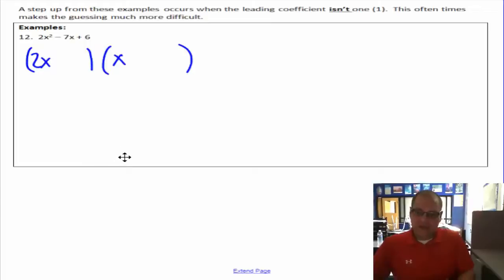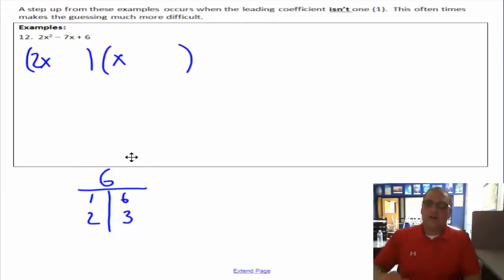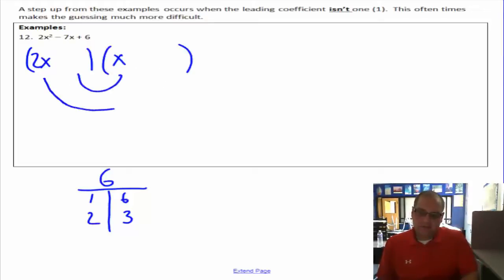I still need 6 on the end, so I'm going to think of ways I can get 6. 6 can be either 1 times 6 or 2 times 3. Now, to get a 7, you might be thinking it's 1 and 6. But what you have to realize is, remember the inner and the outer thing we just did? Whatever number you put in this slot right here, that's actually going to get multiplied by 2 when you do the outer. So if I put a 6 here, it's not really a 6 when you talk about getting the 7x. If I put a 6 here, it's really a 12. It's going to give you a 12x.